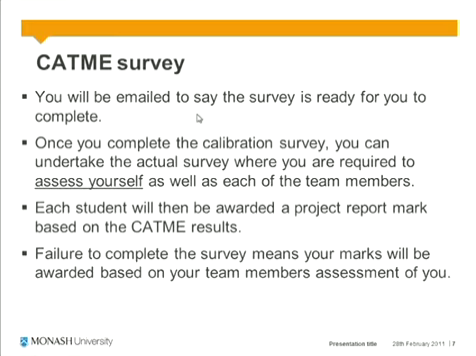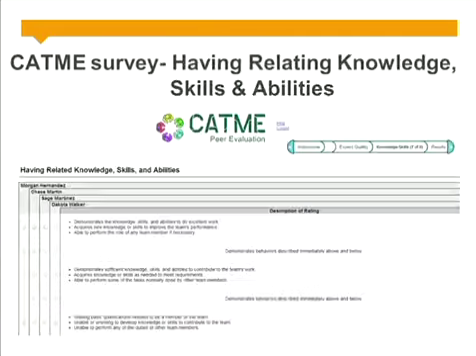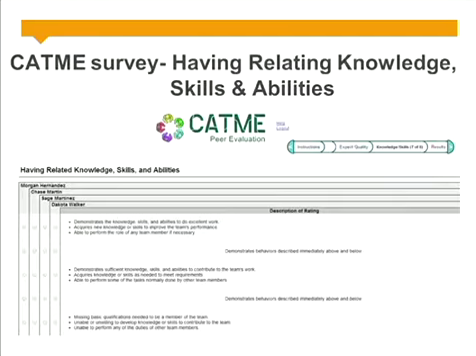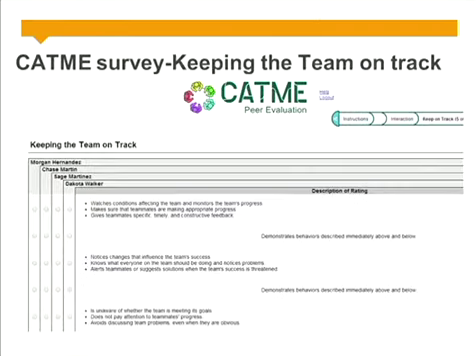And then when the whole thing is finished, you'll get an email back from CATME, and it will tell you the results of your survey. You will see how the group was rated on average and how you were particularly rated. So we'll see if you are rated higher or lower at particular skills. This is meant to be feedback for you. You may do really well on having related knowledge and skills, but you may be doing very poorly on keeping the team on track. So this is about your team effort to the project.